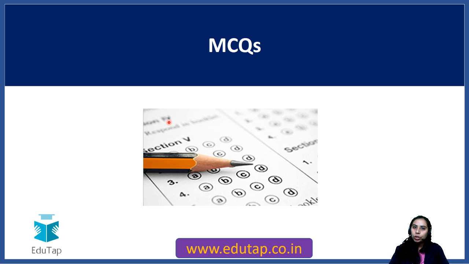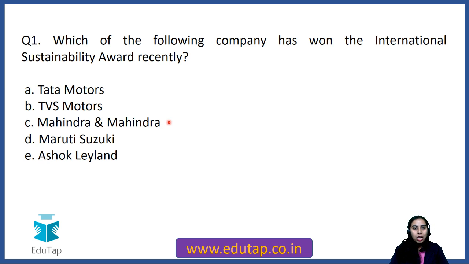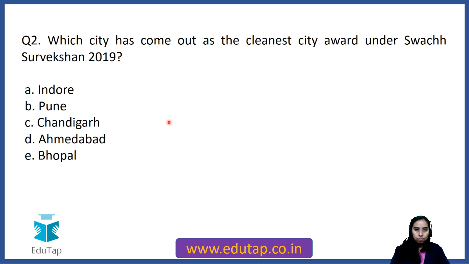Okay, so we are done with your news from March 6th to 10th, and let us try to solve your MCQs now. Question 1 is easy. Which of the following companies has won the International Sustainability Award recently? Is it Tata Motors, TVS Motors, Mahindra & Mahindra, Maruti Suzuki or Ashok Leyland? So this award has been recently given to TVS Motors.